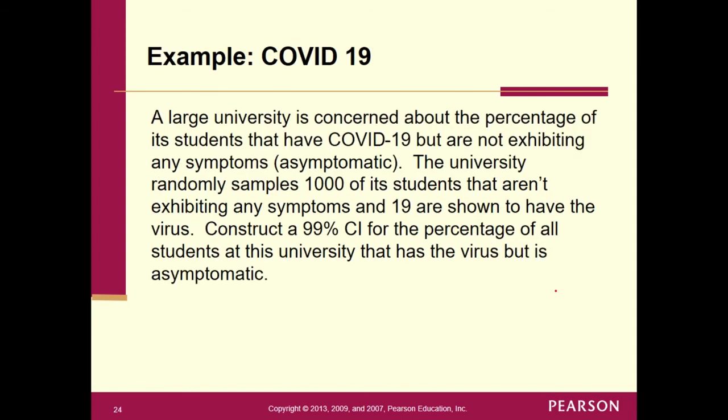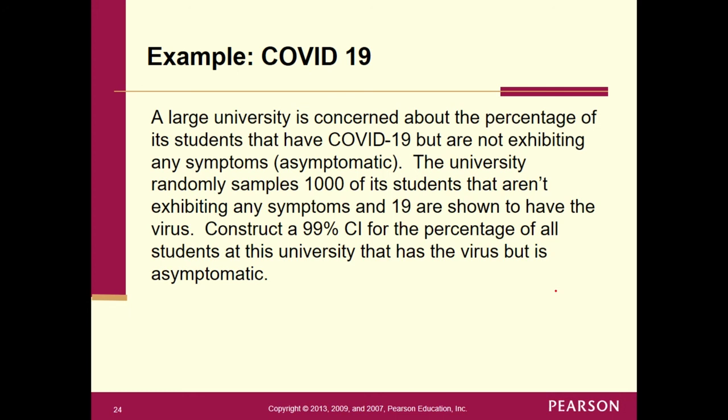So a large university is concerned about the percentage of its students that have COVID-19 but are not exhibiting any symptoms, meaning they're asymptomatic. The university randomly samples 1,000 of its students that aren't exhibiting any symptoms, and 19 are shown to have the virus. Construct the 99% confidence interval for the percentage of all students at this university that have the virus but are asymptomatic. So probably this is a little far-fetched.